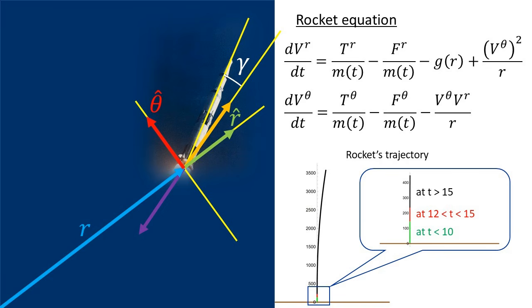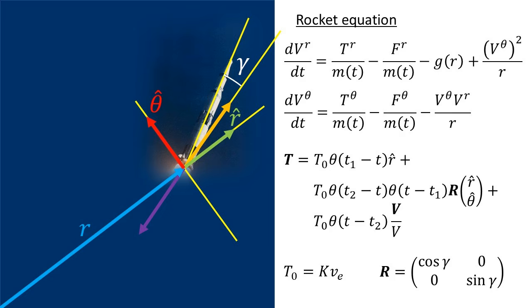Okay, so we want the thrust vector to be this. T0 is the thrust magnitude. It's equal to the exhaust velocity times the mass flow rate. R is a rotation matrix that tilts the thrust by an angle gamma. T1 is the time at which the pitchover maneuver starts. So until then, the thrust is fully in the r direction.